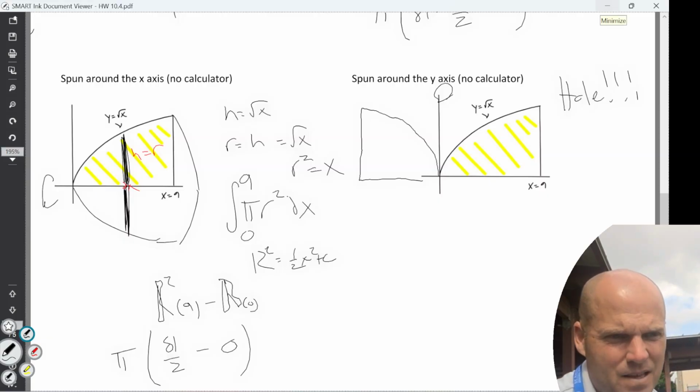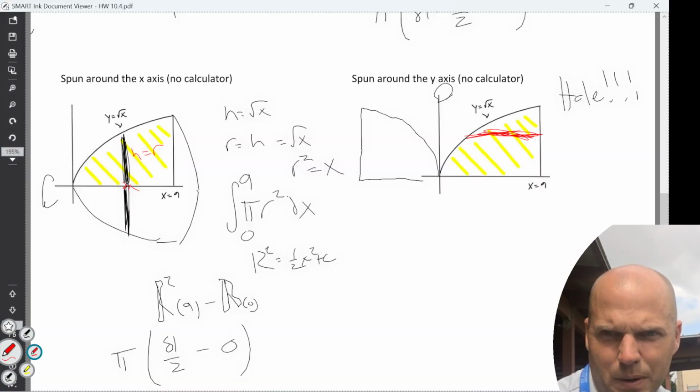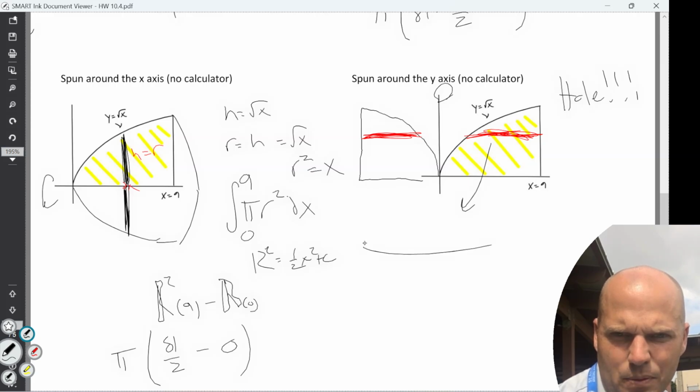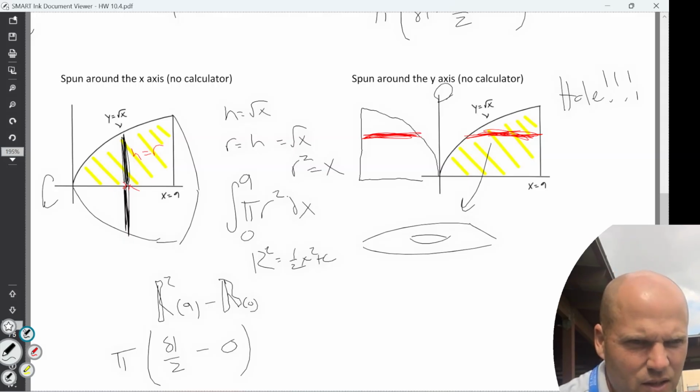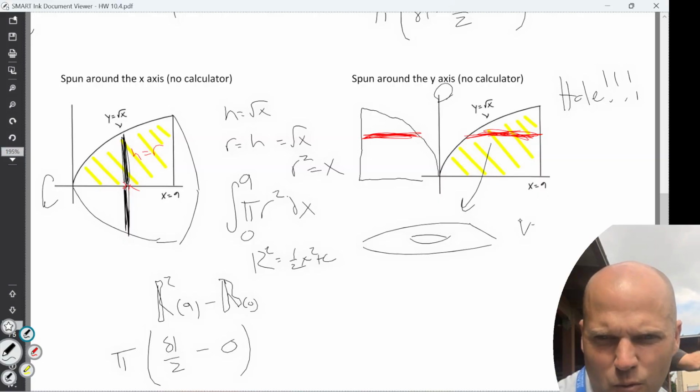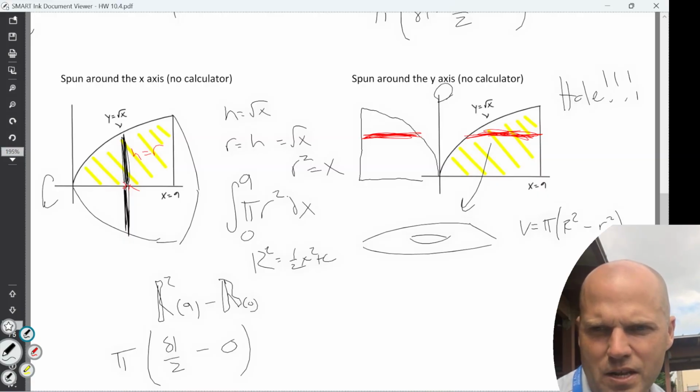So, if you think about this being spun and it pops over here, great. But the volume of this shape, which is this washer, this flat cylinder with a hole in it, the volume of that washer is pi, bigger radius squared minus smaller radius squared, times dx or dy.